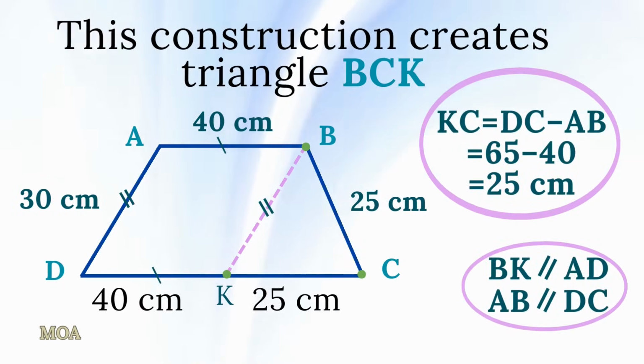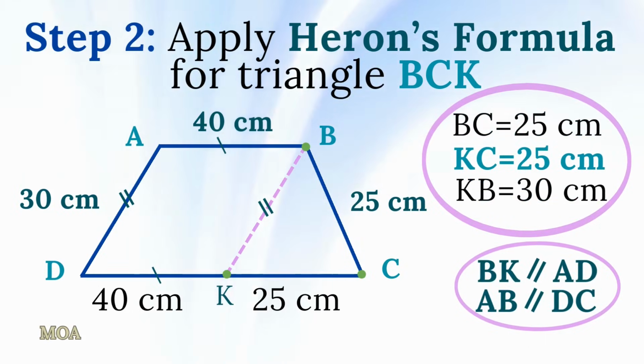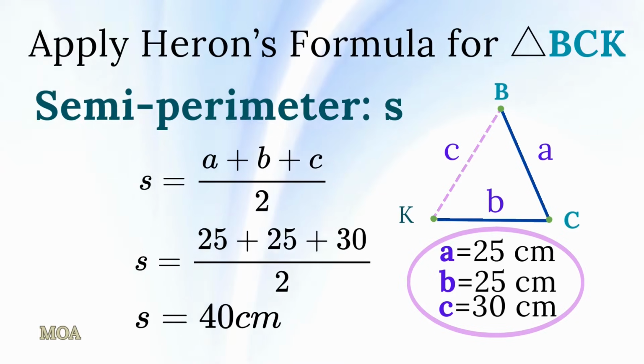This construction creates triangle BCK. Because the line through B is parallel to AD, the segment KC equals DC minus AB, which is 65 minus 40, or 25 centimeters. So triangle BCK has 3 sides: BC equals 25 centimeters, KC equals 25 centimeters, and BK equals AD, which is 30 centimeters. Now, we apply Heron's formula.